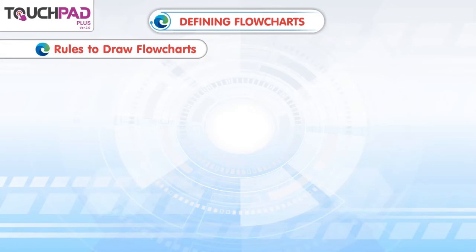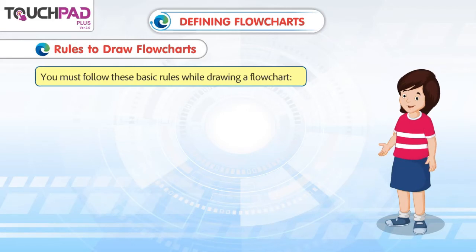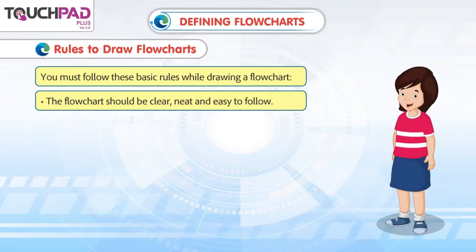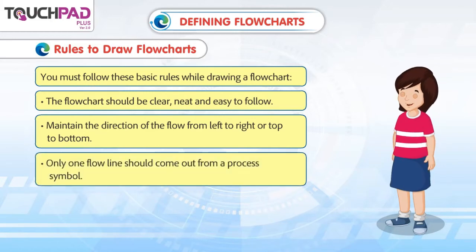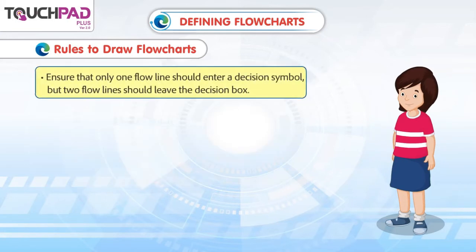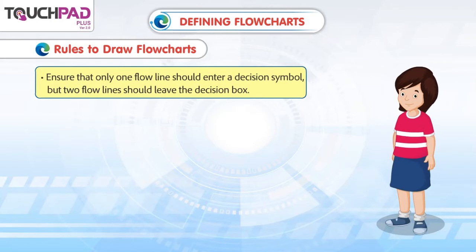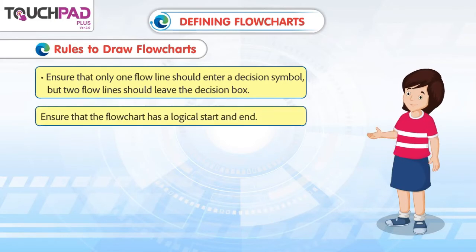Rules to draw flowcharts. You must follow these basic rules while drawing a flowchart. The flowchart should be clear, neat, and easy to follow. Maintain the direction of the flow from left to right or top to bottom. Only one flow line should come out from a process symbol. Ensure that only one flow line should enter a decision symbol, but two flow lines should leave the decision box. Ensure that the flowchart has a logical start and end.